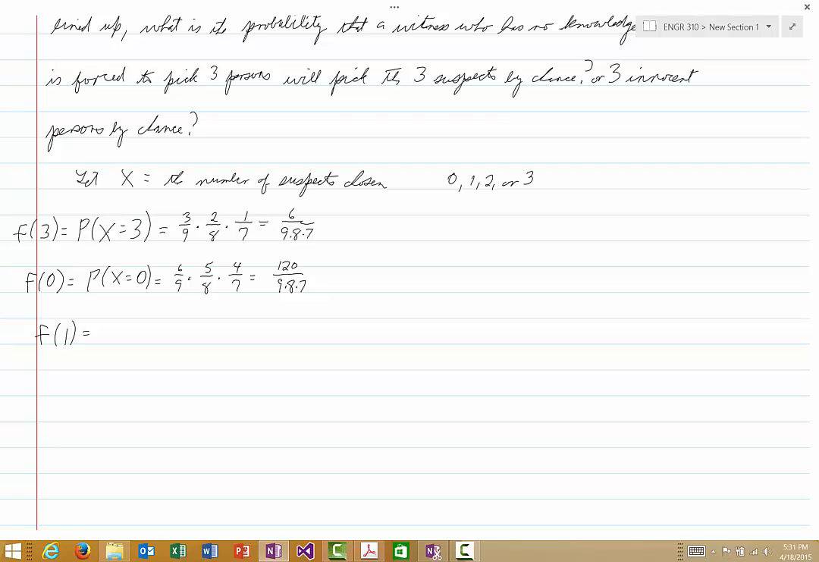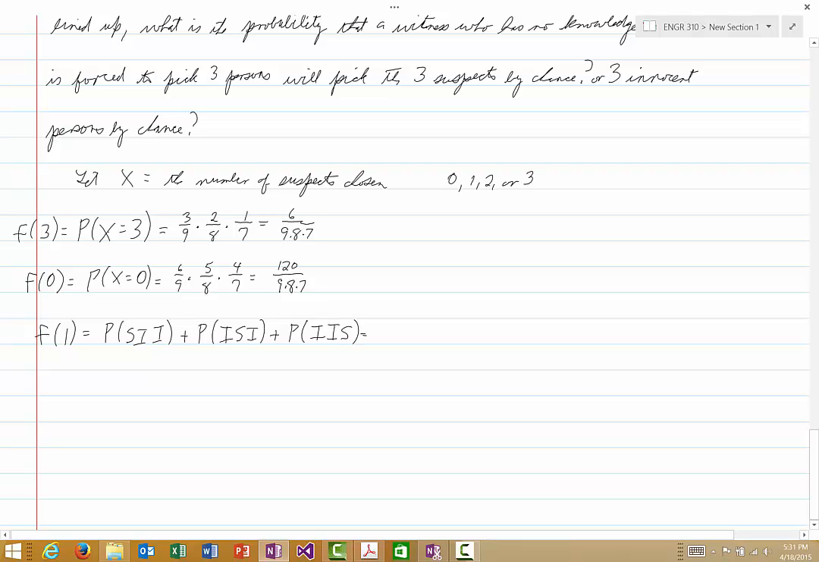So again, to get one suspect, we would have suspect, innocent, innocent, plus, that would be one way we could get one suspect, or we could have innocent, suspect, innocent, or we could have innocent, innocent, suspect.